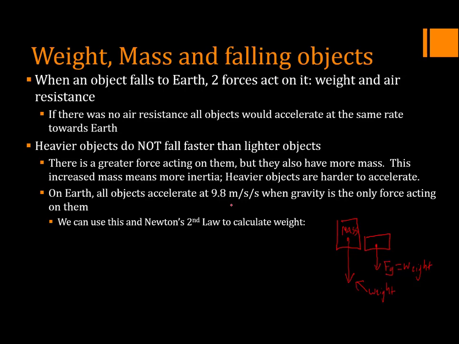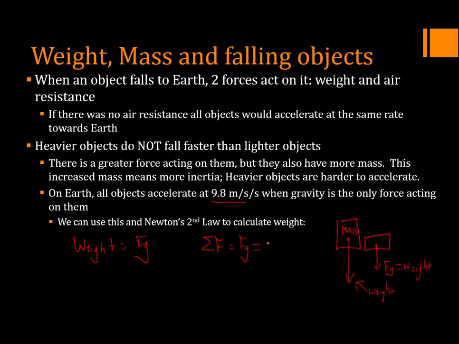So on Earth, in the absence of air resistance, all objects will accelerate towards Earth at 9.8 meters per second squared, which is why we can use that number to calculate weight. Remember, weight is the force due to gravity. Weight equals Fg. But in this picture, the only force that I have is Fg, which means the net force equals Fg.